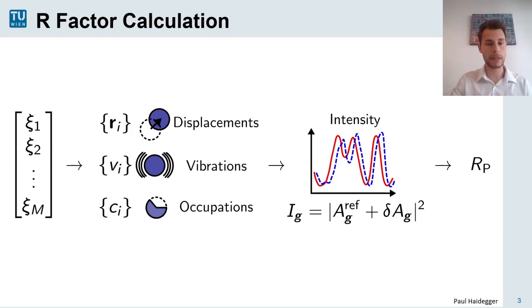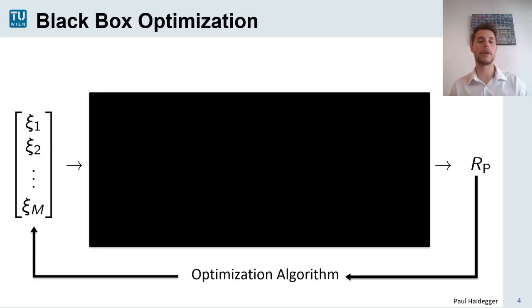The algorithm basically just sees our input vector. This is a normalized vector, so all the parameters are from 0 to 1. And our output, which is the R factor, is what we want to minimize. This way, all the parameters are treated equally, and we get the R factor as the output. This is called a black box optimization.